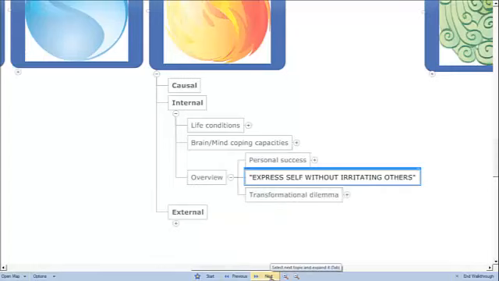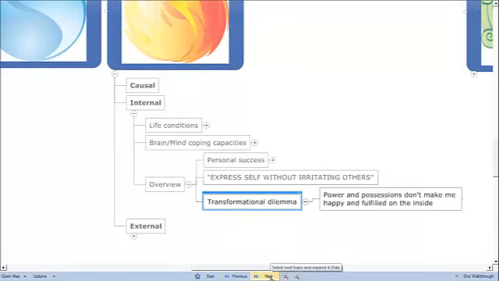So the mission statement at Fire Internal is to express self without irritating others. So at these previous levels, like Earth Internal, you're expressing self at the expense of others. At Fire 1 or Fire Internal, you're trying to express self without raising the ire of other people. The transitional dilemma that you come across is that these power and possessions don't make you happy and don't fulfill you on the inside. So when you encounter this dilemma, you either stay at Fire Internal or you jump up to the next level, which is Fire External.